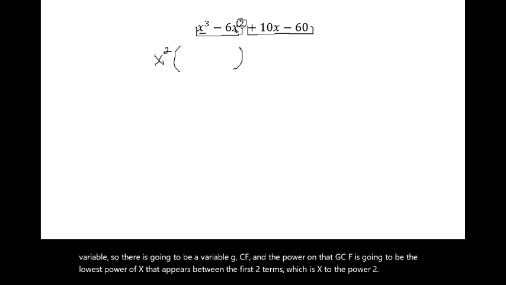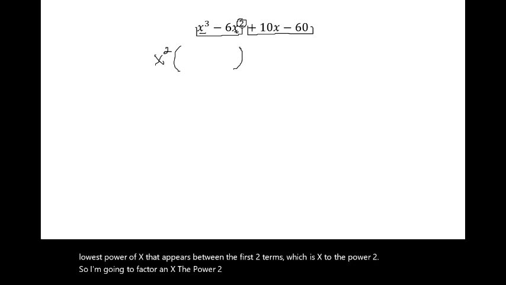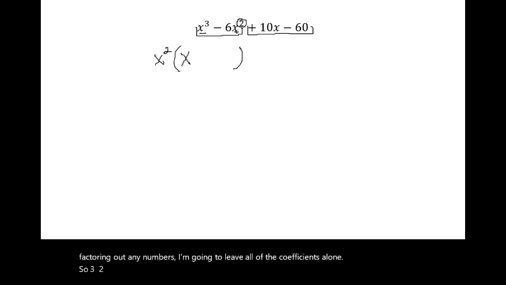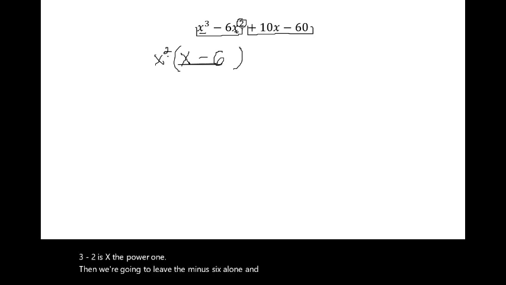So I'm going to factor x to the power 2 out of just the first two terms, and because I'm not factoring out any numbers, I'm going to leave all of the coefficients alone. So 3 minus 2 is x to the power 1. Then we're going to leave the minus 6 alone, and then 2 minus 2 is x to the power 0, and x to the power 0 cancels out.